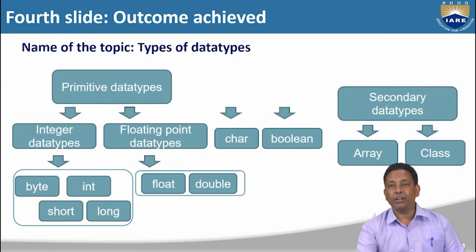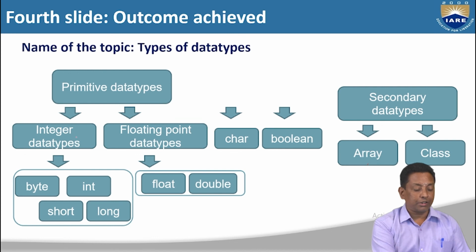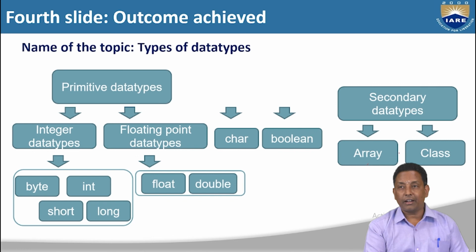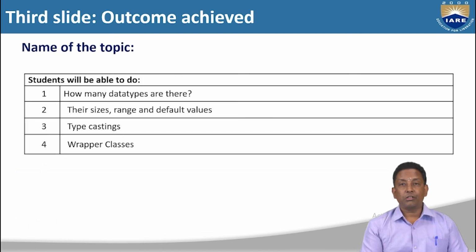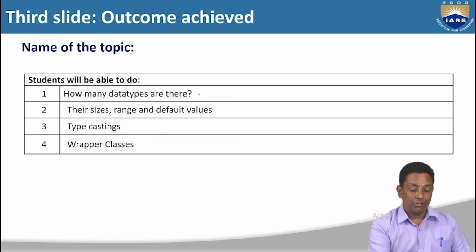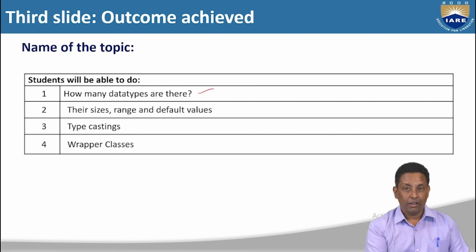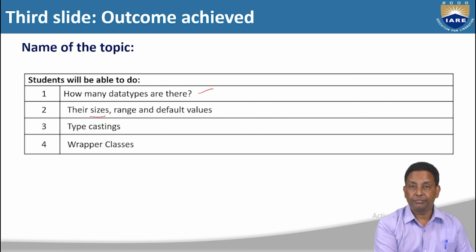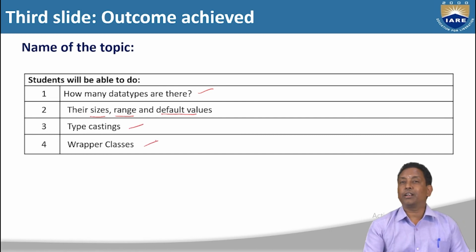So in this topic, we discussed only primitive data types, integer data types, and floating point data types, but not char, boolean, and array and class secondary data types, because this topic is restricted and confined only to primitive data types and their type conversions, but not other data types. So in this topic, what we have learned as a student: we learned what are the data types available, their sizes, the ranges, the default values, typecastings, and wrapper classes also we learned. That's all.